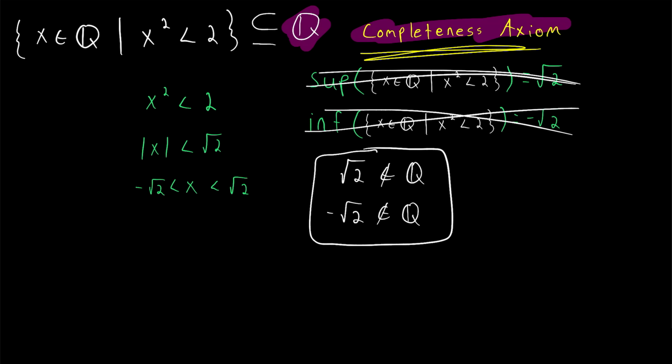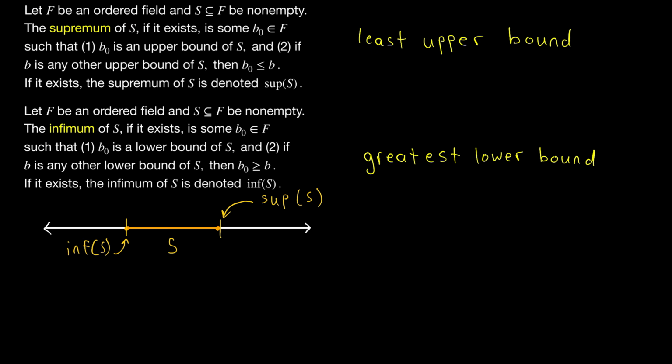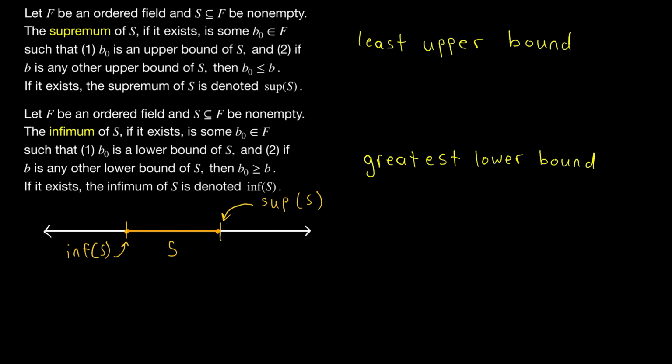So I hope this video helped you understand what the supremum and infimum of a set are. Remember, the supremum, if it exists, is the least upper bound. The infimum, if it exists, is the greatest lower bound.